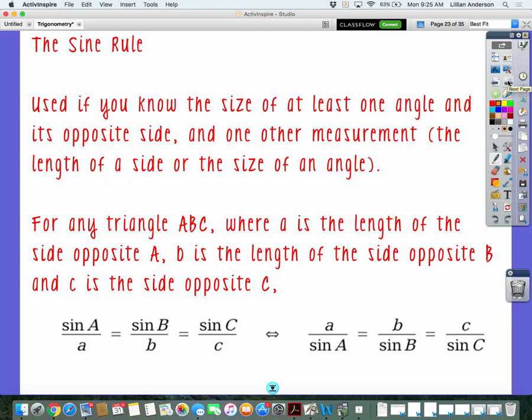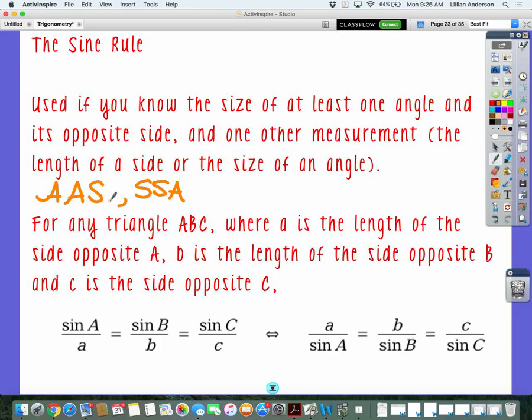All right. Sine rule. Okay? This is used when you are trying to determine the side lengths and angles of non-right triangles. You have sine rule, you also have cosine rule. What's the difference? Well, sine rule is used if you know the size of at least one angle and its opposite side and one other measurement. That other measurement can be the length of the side or the size of the angle. So those situations, you're looking at either angle, side, or side, angle.